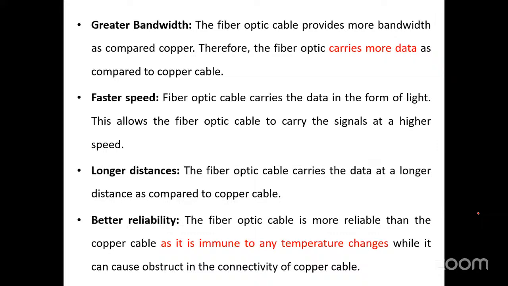Next, it has a greater bandwidth and good speed. It is used for longer distances. It has better reliability also. The fiber optic cable is more reliable than the copper cable as it is immune to temperature changes. This is a very important point. Temperature also affects the data transmission rate and speed, but coming to fiber optical cables, it doesn't get affected by temperature changes.